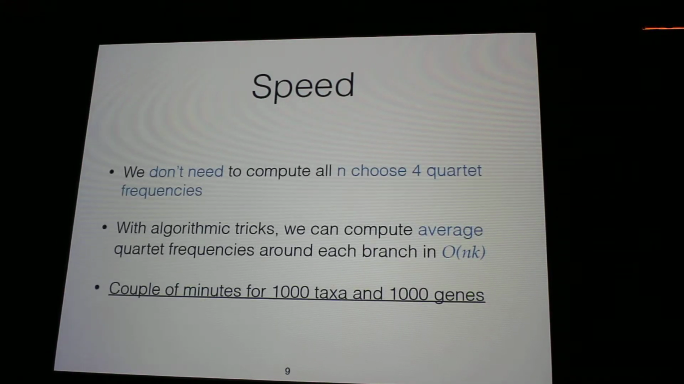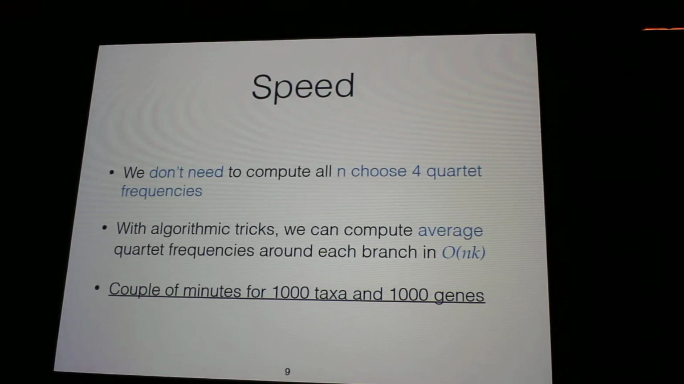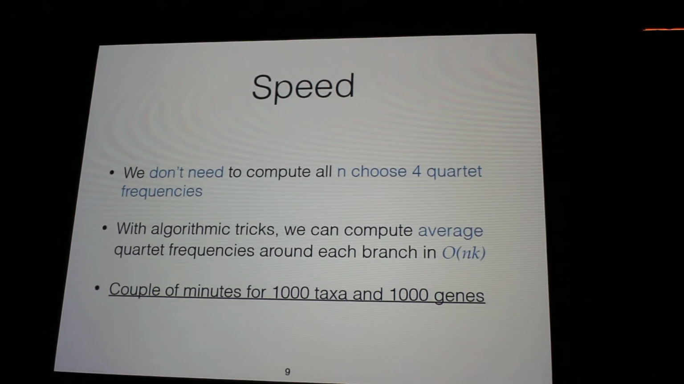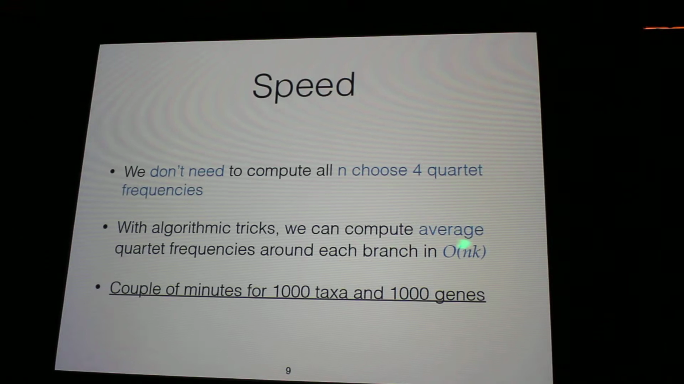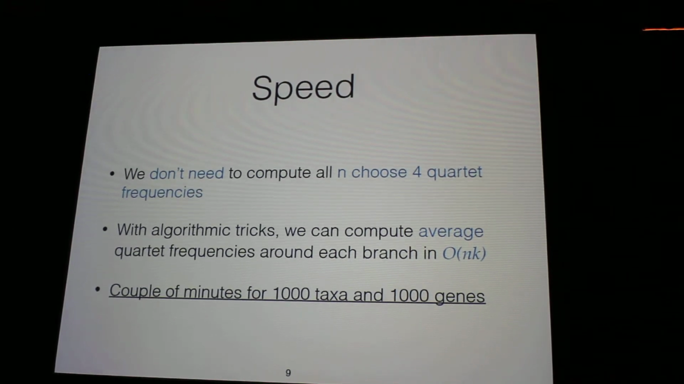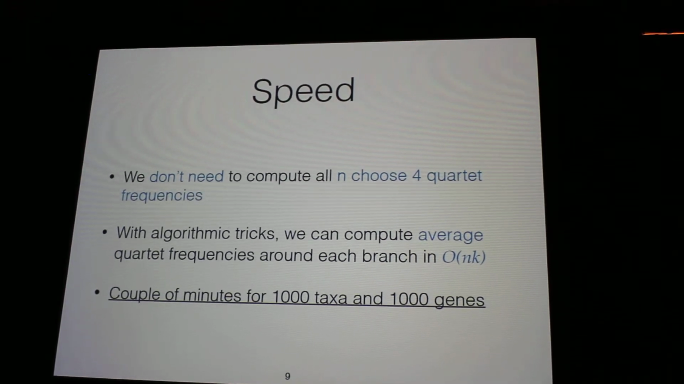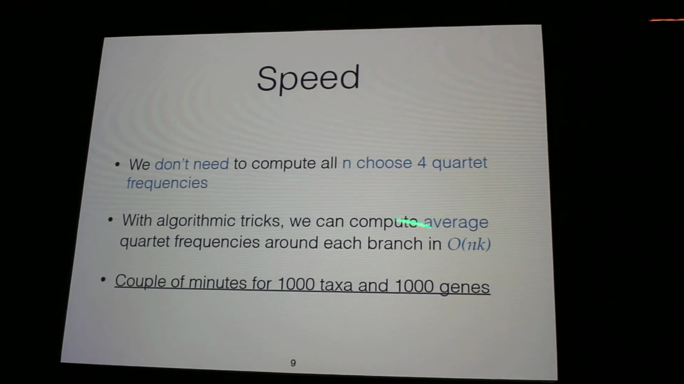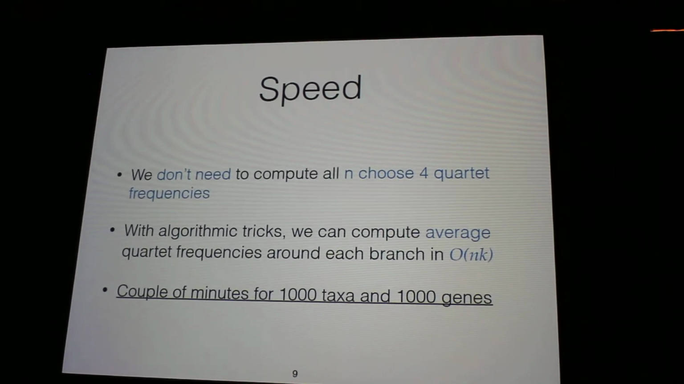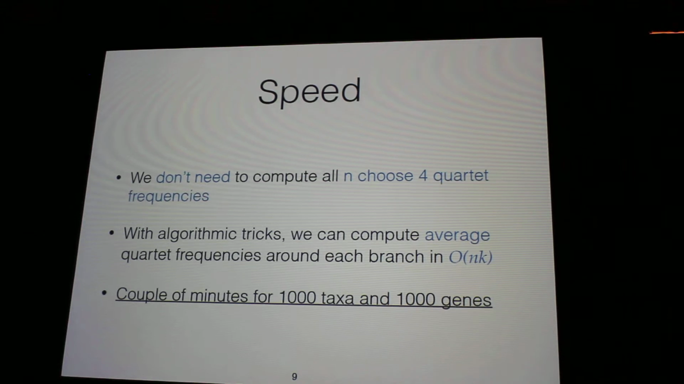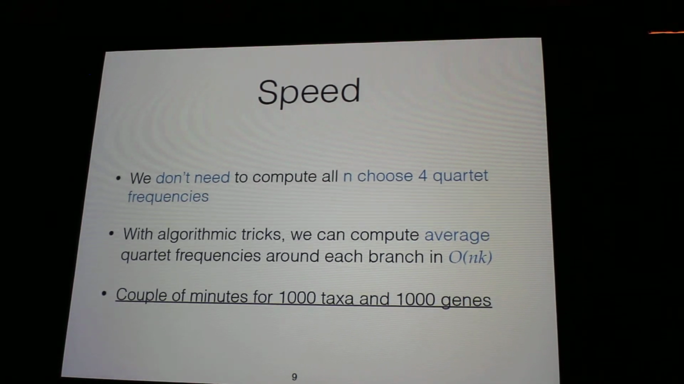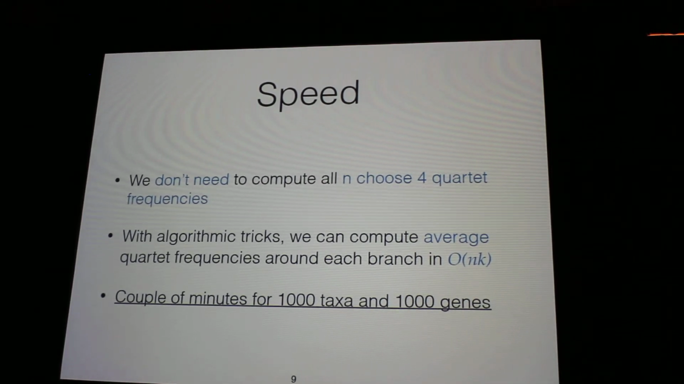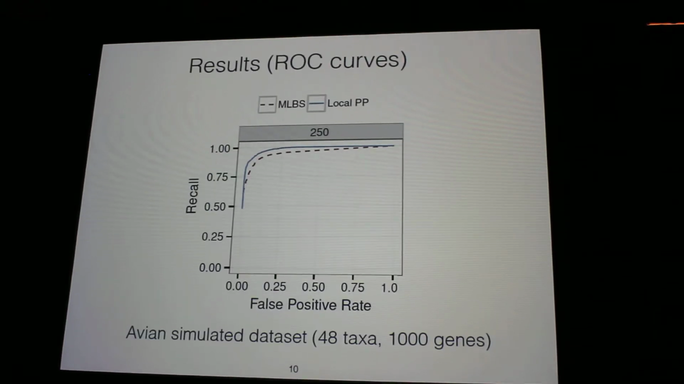And if you add all of these assumptions, you get something that's really fast because we can compute quartet frequencies in linear time for any branch instead of n to the 4. At least the average can be computed in linear time. Obviously, for every one of them, you're going to need n to the 4. And so this can be run on 1,000 genes and 1,000 species in a matter of minutes.